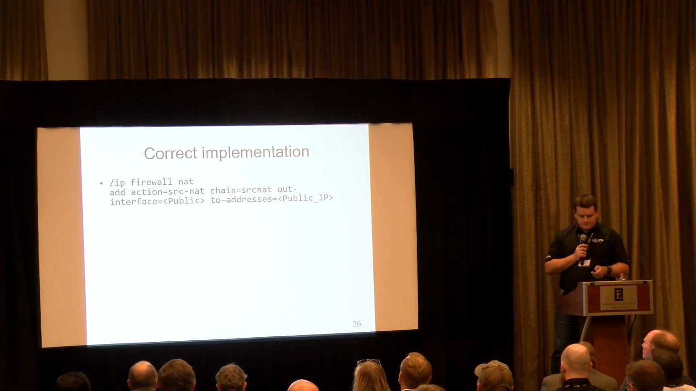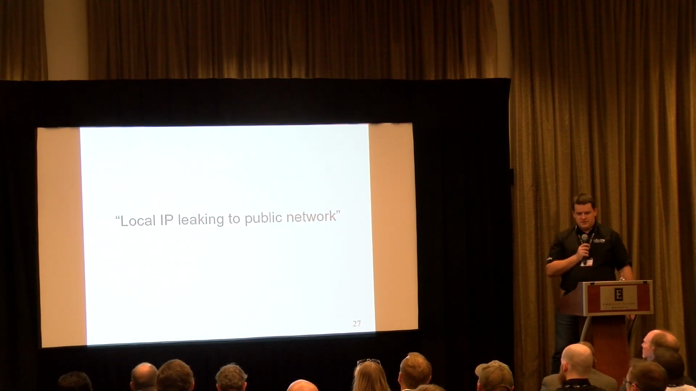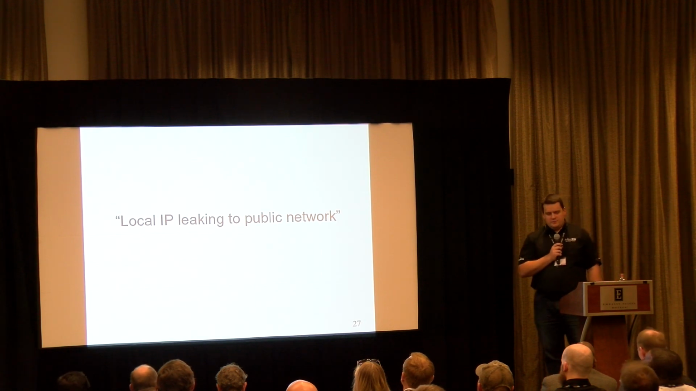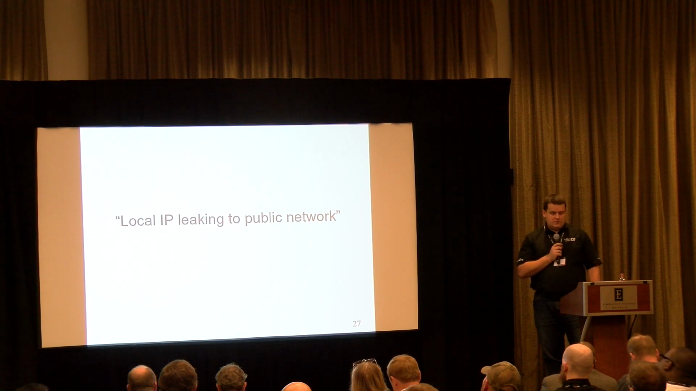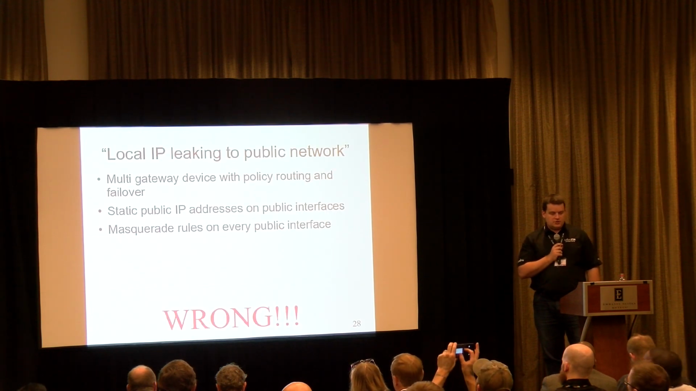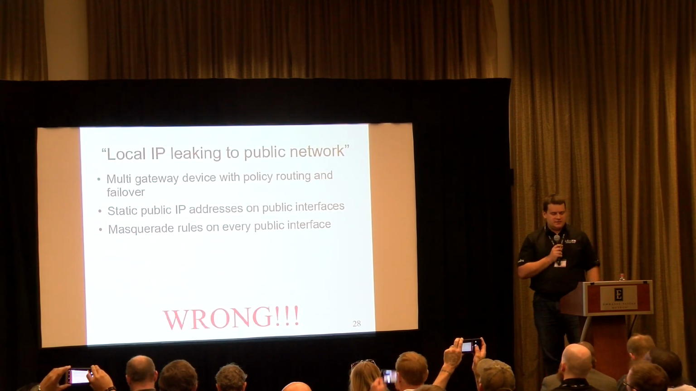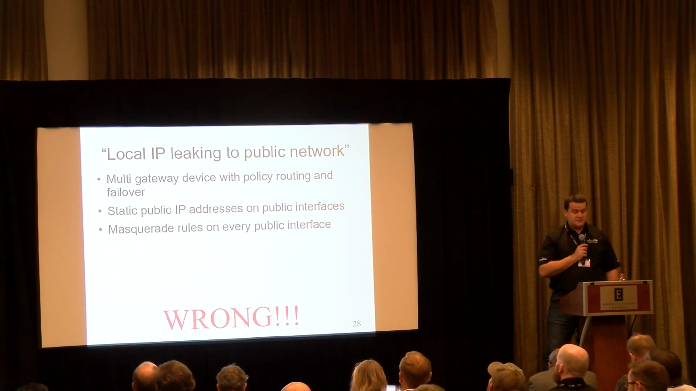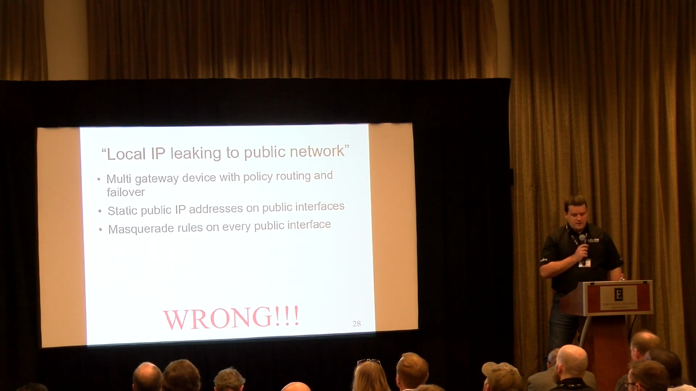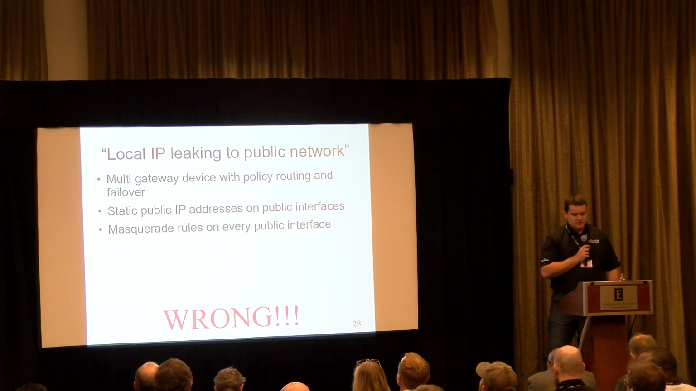So next problem is quite interesting. Local IPs leaking to the public network. Usually, mostly it happens in the case when you have a multi-gateway device and policy routing and some kind of failover. You have static public IP addresses on the public interface, and you have Masquerade rules on the public interface.